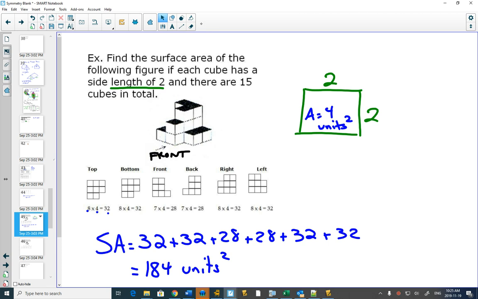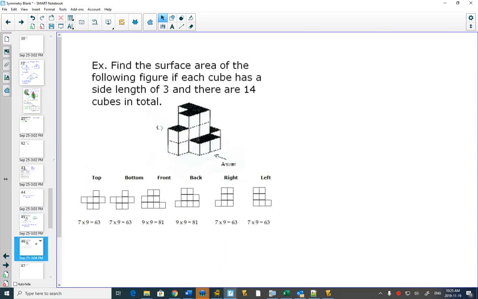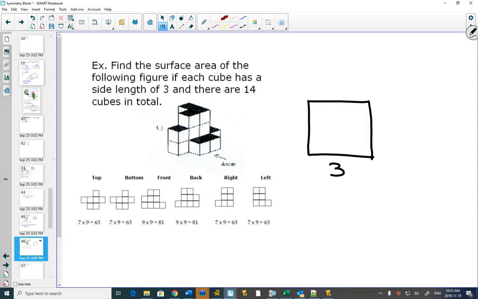So in these questions, we have to find out from the left, right, front, back, top, and bottom, how many squares can we see? And then, what is the area of one square? And find the surface area of each of them separate. So there's one more example here. Find the surface area if each cube has a side length of 3. So again, off to the side, if this is 3 and 3, what's my area going to be? 9 units squared.